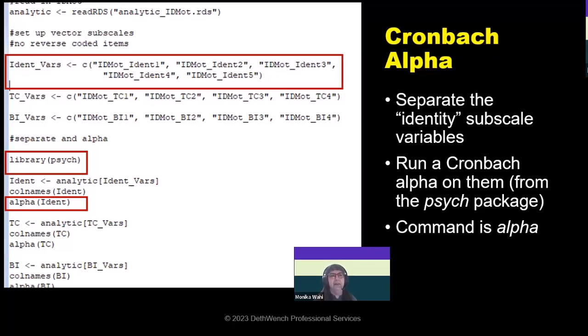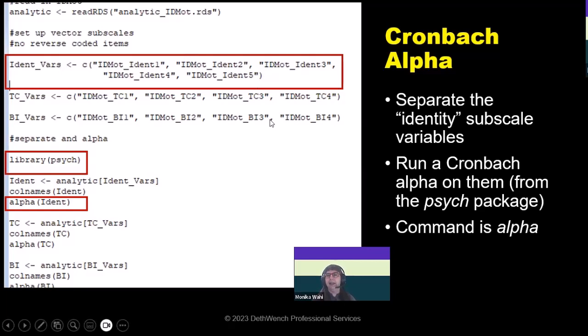And ident, if you can look at the slide, we had one, two, three, four, five. We had five items on the ident. So here's what I did: this is just a vector of the names of the variables, and I just put it in a vector named ident vars. These are just the names.